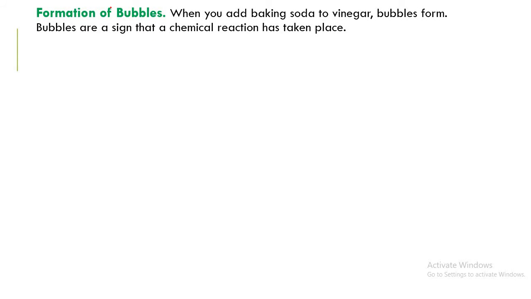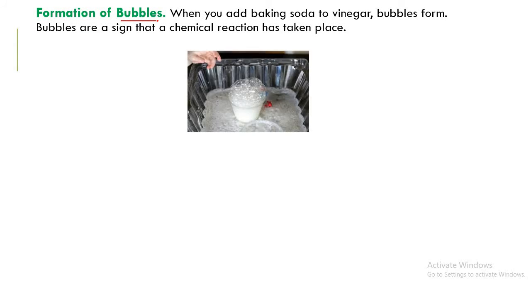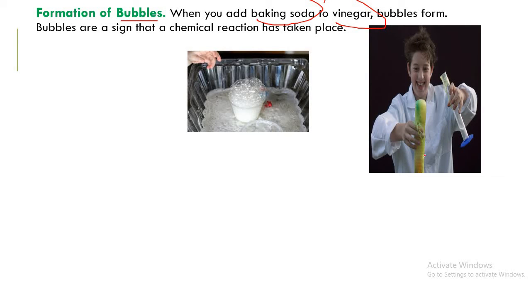Formation of bubbles. When you add baking soda, you know baking soda, you see it in the lab, white powder, to vinegar, look what happened. The bubbles were formed. Like this experiment that I do in the lab. When you add baking soda to vinegar, bubbles form. Bubbles like this are formed. This is a sign of chemical reaction.